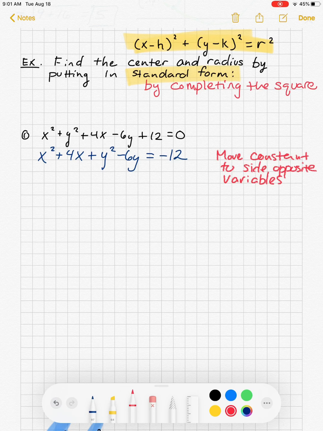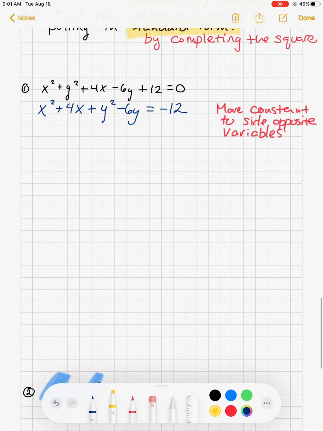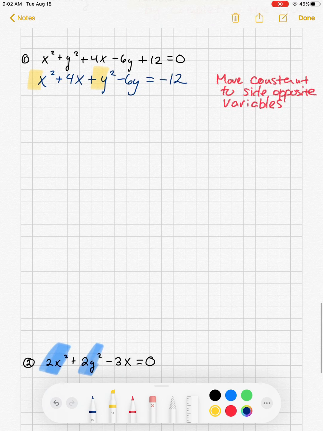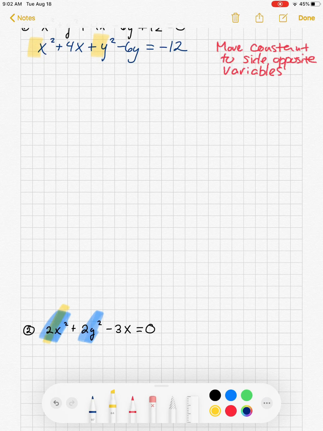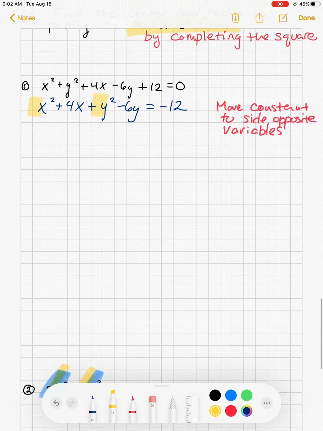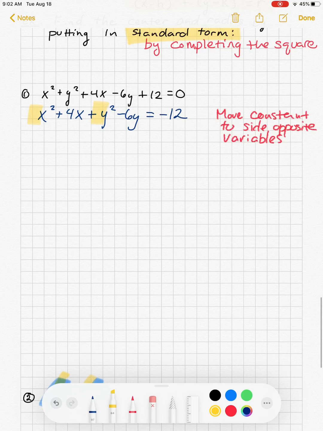Then I look and ask, is there anything multiplying the x squared and y squared? Like, you see how down here I have the 2 in front? I'd have to divide the whole equation by 2. We'll get to that in this next example. In this one, there's nothing multiplying the x squared and y squared, so we're good to go there.